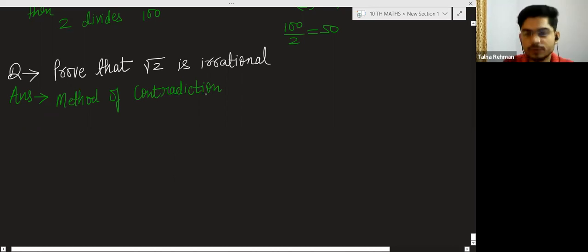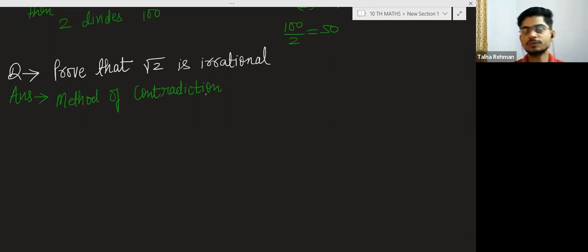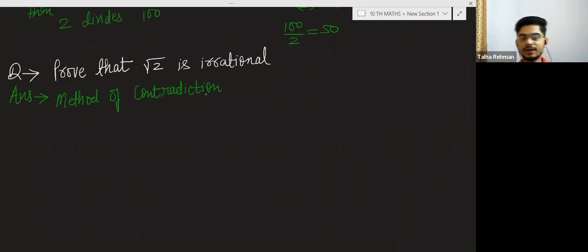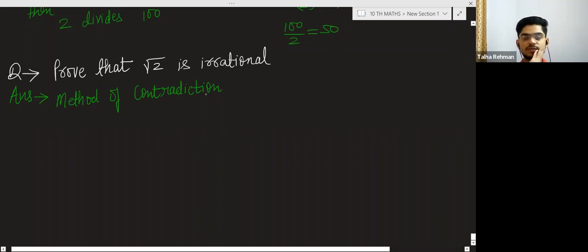In this method, first we will assume the given number is rational, and after that, the results will show us that this number is not a rational number. So we will say that our assumption is wrong, so this number is an irrational number. Let's see, you will know.